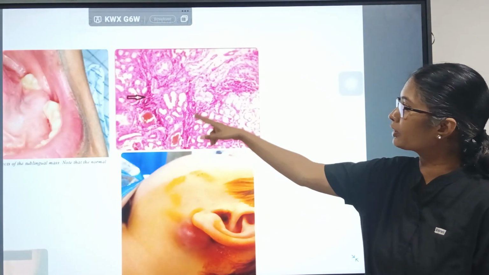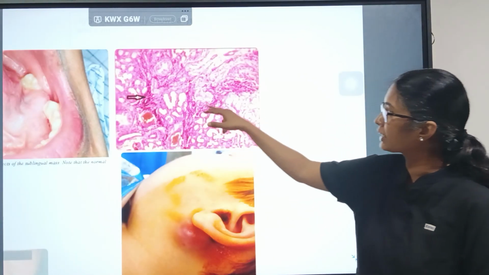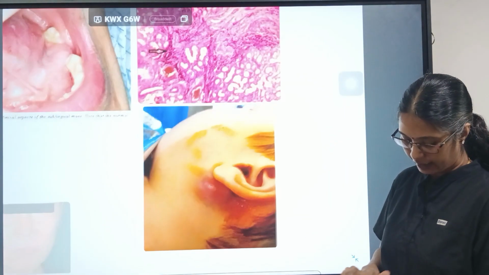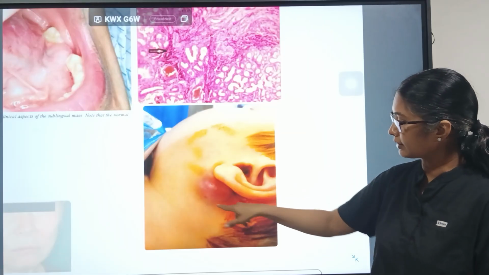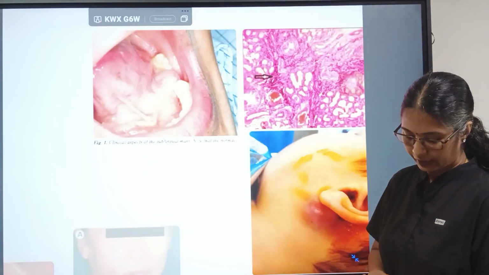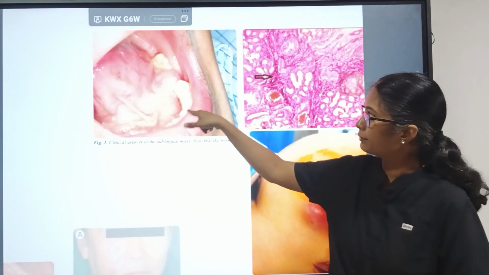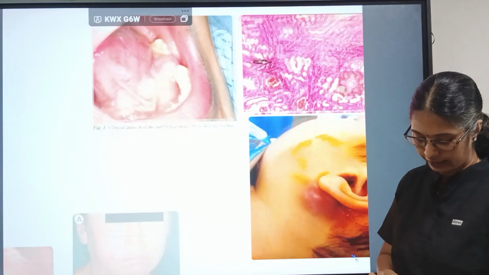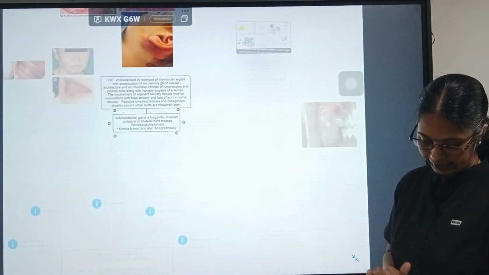So this is the histopathological picture where we can see the sclerosing areas in between, and this is a patient with a Kuttner's tumor and how it appears clinically intraorally. So that is chronic sclerosing sialadenitis.